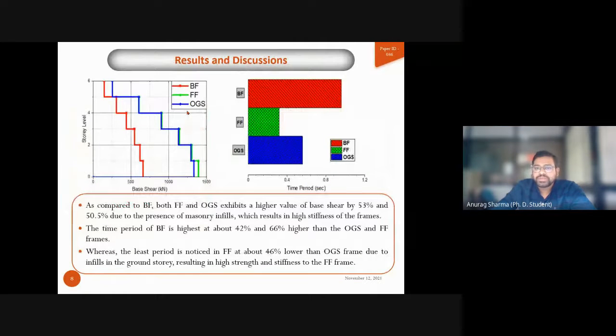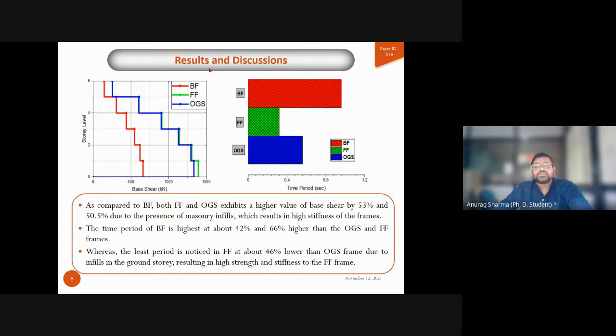Moving on to the results and discussion part, the first two parameters we have chosen are base shear and time history. From the figures, it can be observed that as compared to the bare frame, both the fully infilled and OGS frames exhibit a higher base shear value of 53 to 51%, obviously due to the presence of masonry infills, which results in high stiffness of the frames.